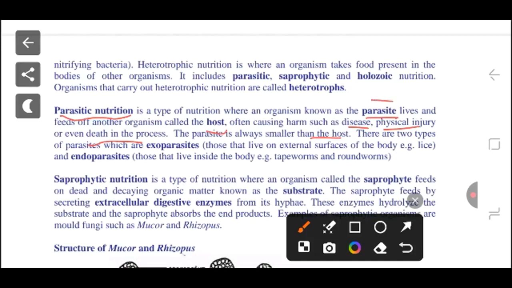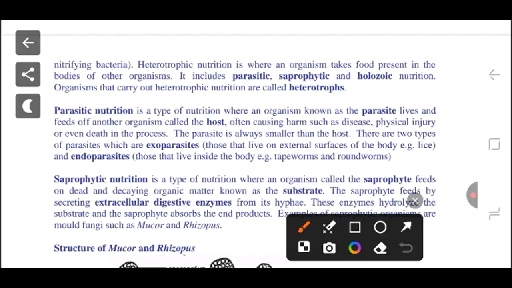There are two types of parasites, which are exoparasites, those that live on external surfaces of the body, for example, lice, and endoparasites, which are those that live inside the body, for example, roundworms and tapeworms. The parasite lives and feeds off another organism called the host. The parasite is always smaller than the host. It can be found outside the body or inside the body.